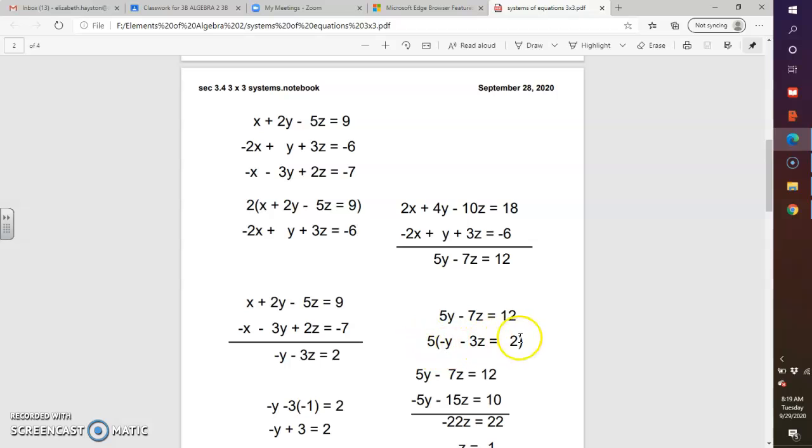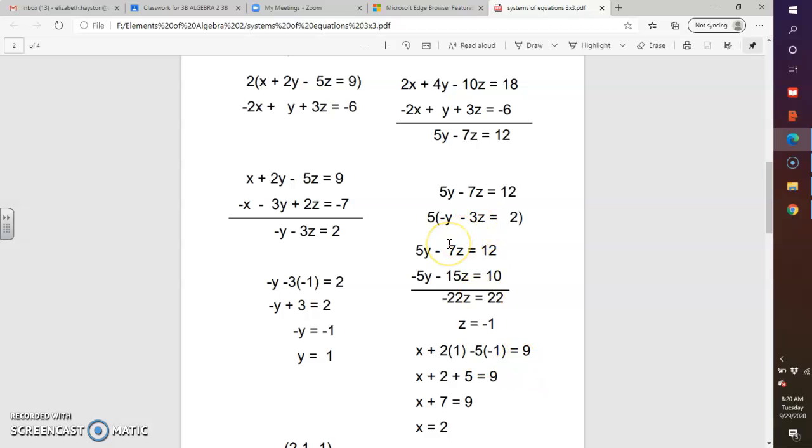If I multiply the bottom equation by 5, I have 5y minus 7z equals 12 and negative 5y minus 15z equals 10. When I combine like terms, after the y's cancel, negative 22z equals 22, so our z equals negative 1. Go back to one of my two equations. We'll do negative y minus 3z equals 2. Negative y minus 3 times negative 1 equals 2, which is negative y plus 3 equals 2. We subtract 3. Negative y equals negative 1, and y equals 1.